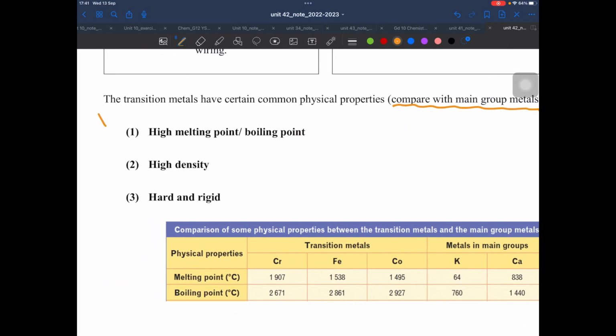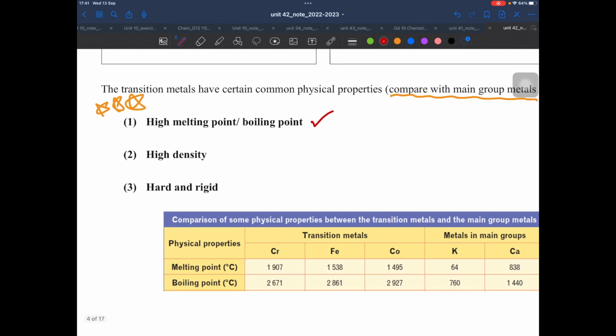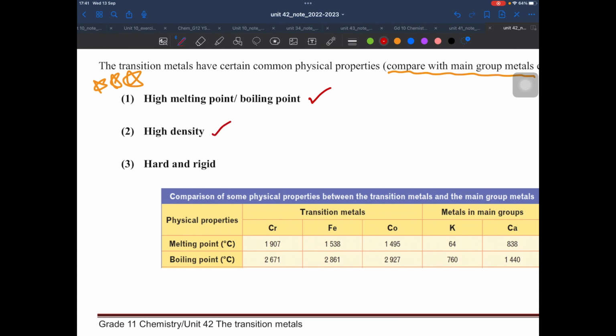Now please pay attention. They got the following properties. First one is high melting point and boiling point. The second one is high density, and hard and rigid. So as I mentioned, because they have similar atomic size, their properties will be similar. And because in some cases they will use more and more outermost shell electrons in forming the metallic bond.